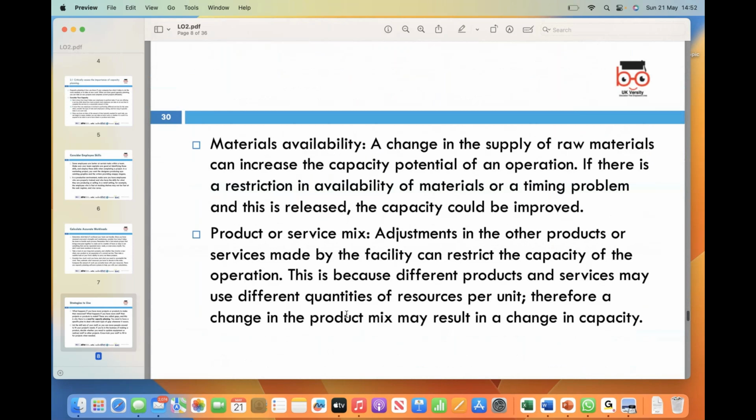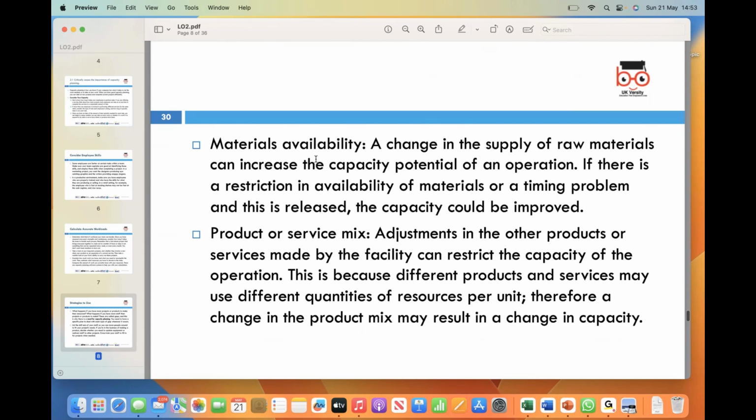Now we'll talk about two important factors: material availability and product or service mix. Material availability: the supply of raw material plays an important role in determining the capacity potential of an operation. If there is a restriction or shortage in the availability of material, it can limit the capacity of the operation. When this restriction is resolved and the materials become readily available, it can significantly improve the capacity.